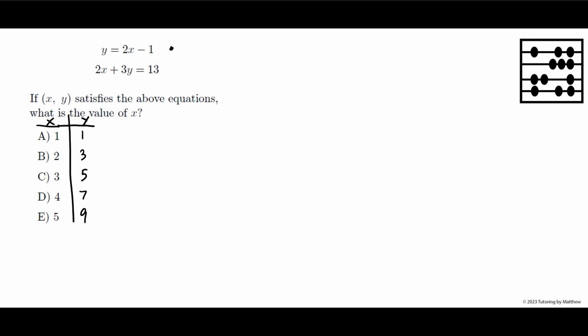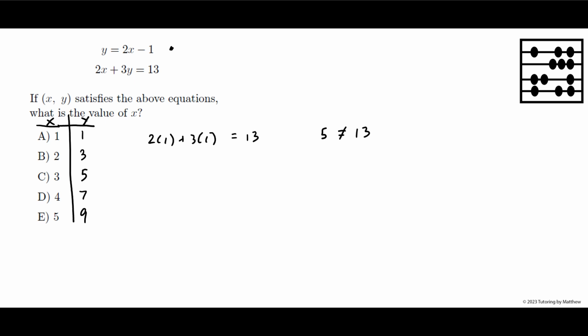Okay. Now, one of these will work in the second equation. You don't need to know how to solve systems. You need to know the table method. So we try that. 2 times 1 plus 3 times 1 equals 13. 5 does not equal 13, but we know it's a little bit too small, so let's try a bigger number.